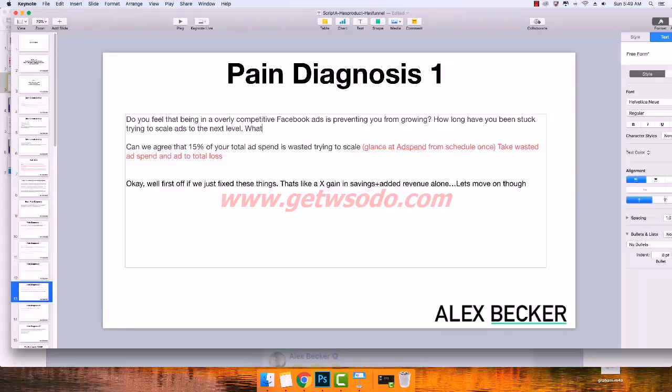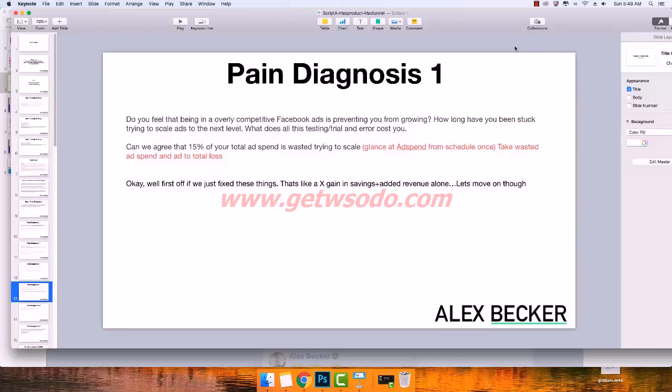All right. What does it cost you? What does all this testing and trial and error cost you? Because every time they try and scale, they're losing money. So ask them, every time you try to scale up this offer, you probably lose money because you kill your profit margin. You destroy that profit margin, you spend a lot of money, and the CPL goes up. How much does it cost you every single time you try to scale and fail?